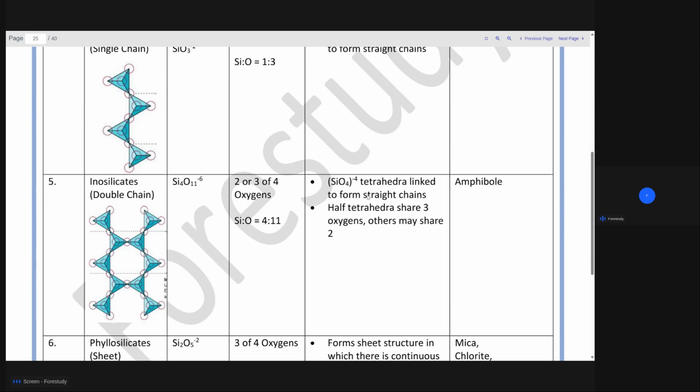Tetrahedra are linked to form straight chains. Half of the tetrahedra share 3 oxygens, others may share 2. An excellent example is amphibole. Amphibole is an example of a double chain inosilicate.